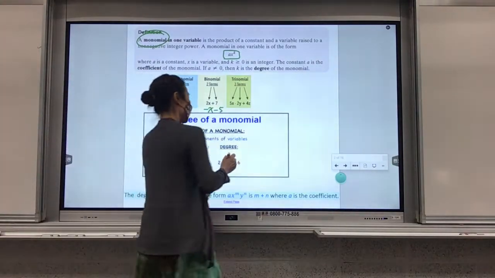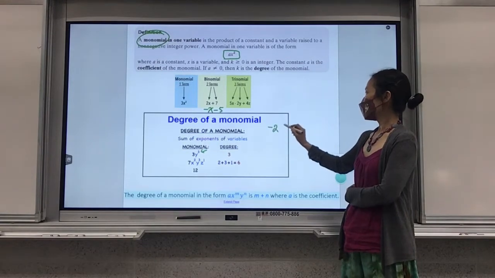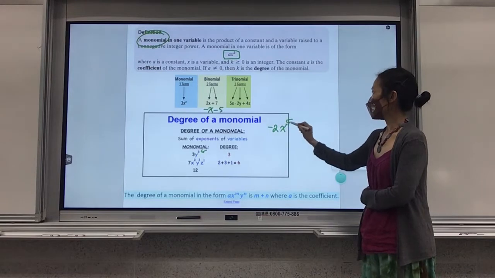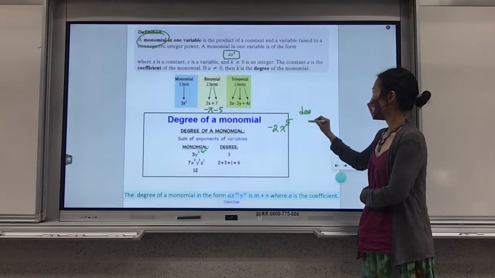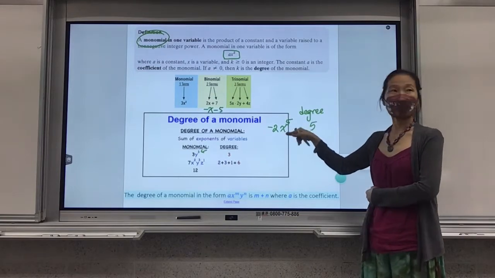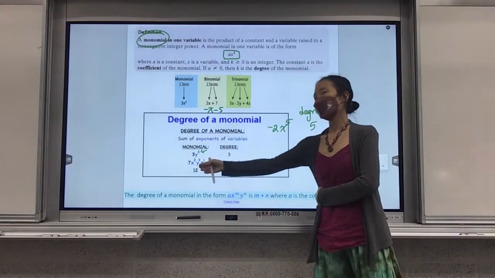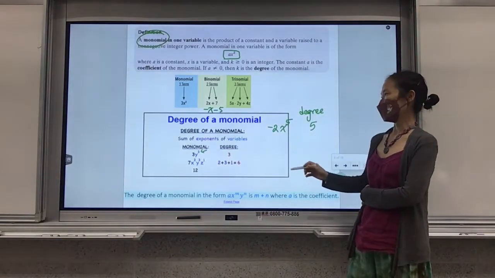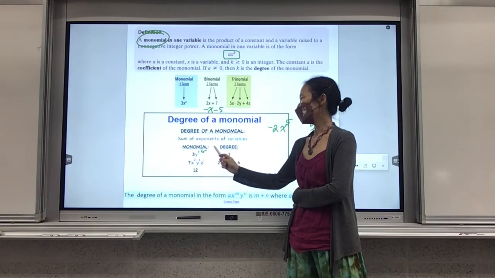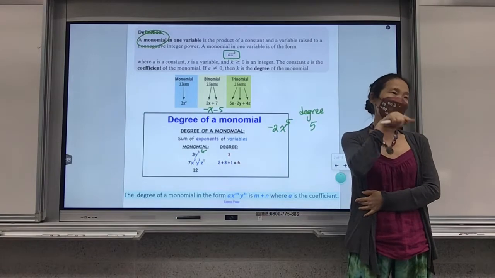If I have negative 2x to the power of 5, what is the degree? 5. So look at how many x, right? What if I have more than one variable in that expression? In this example, 7x squared y cubed z to the power 1. We don't need to write z to the power 1, we just write z.